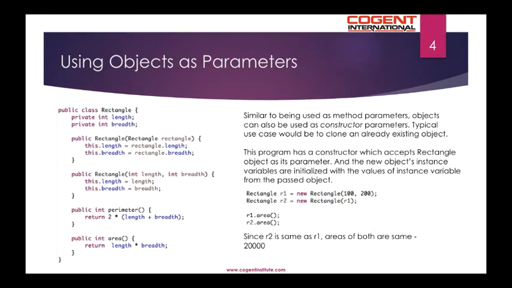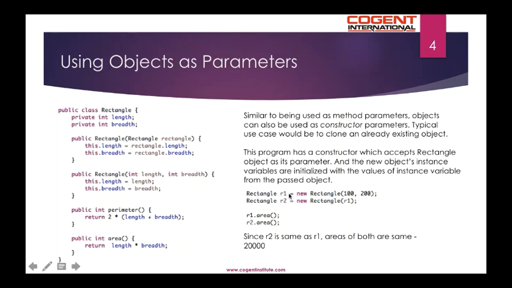Similar to being used as method parameters, objects can also be used as constructor parameters. A typical use case would be to clone an already existing object. This program has a constructor which accepts a Rectangle object as its parameter, and the new object's instance variables are initialized with the values of the instance variables from the passed object.